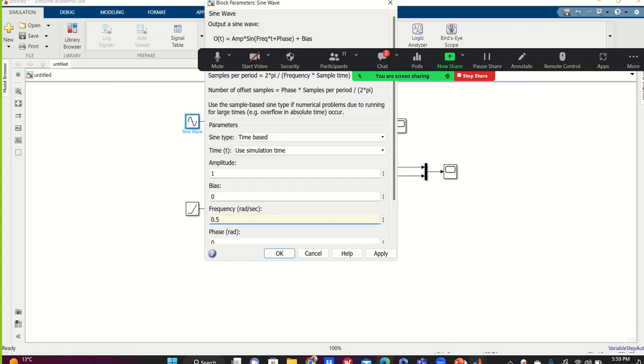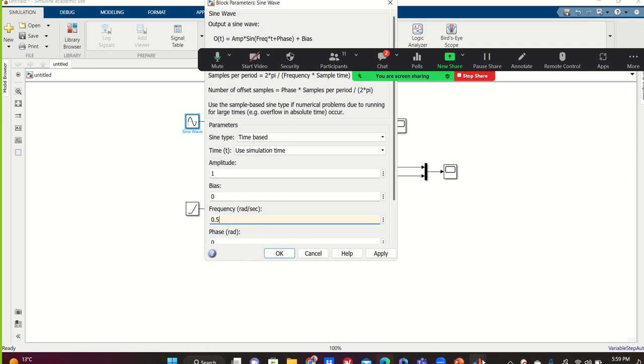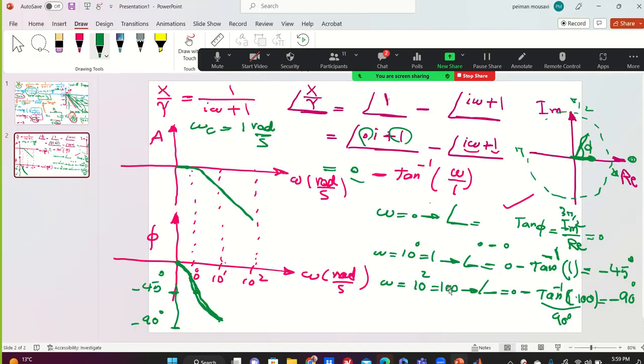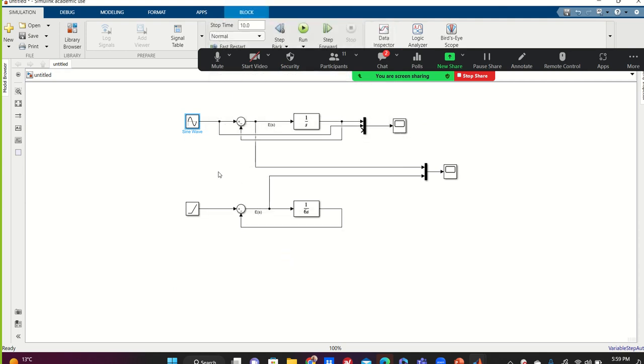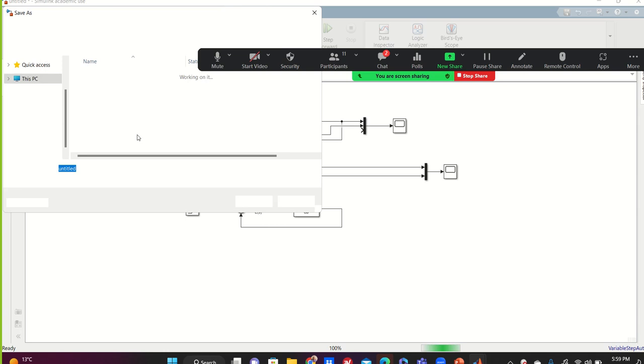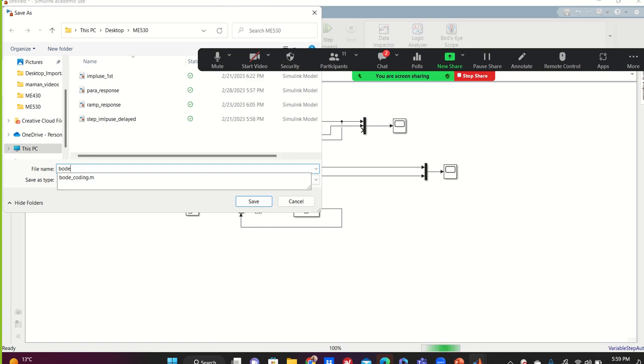Remember guys, let me show you. The cutoff frequency was 1 radian per second, remember? I'm going to put 0.5 here, lower than the cutoff frequency, even 0.3. Let me put that. See what I'm saying? Now I'm running that for 10 seconds. First let me save this as Bode first order system.